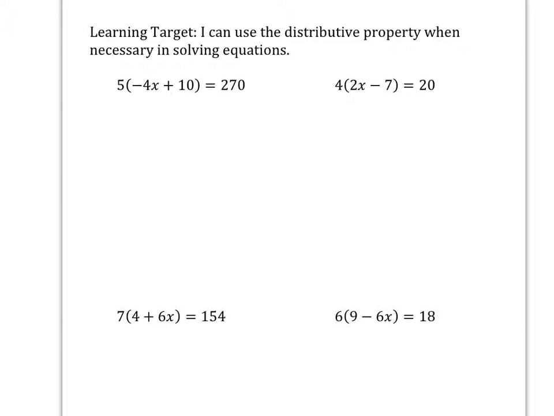Hello, and today's learning target is I can use the distributive property when necessary in solving equations. Let's take a look at the first example.